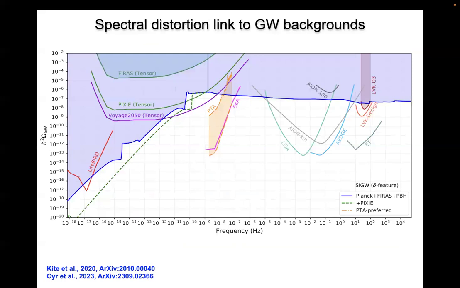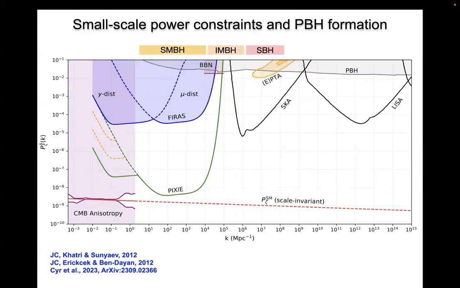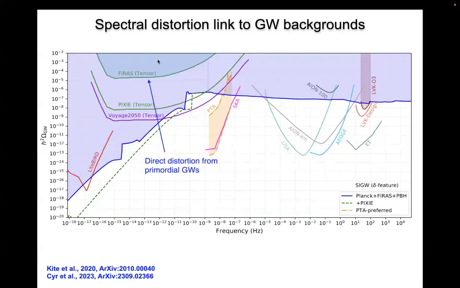And one can similarly ask what spectral distortions do for gravitational wave backgrounds. If there's a gravitational wave background, then modes in this range of frequencies, fairly large, low frequency modes, could in principle directly dissipate and create spectral distortions. However, because coupling to gravitational waves is not very efficient, these signals will not be very large, and therefore these are fairly weak limits. With PIXIE, you could improve this strongly, and in the Voyage 2050 direct measurements from the dissipation from tensors, you could again improve.